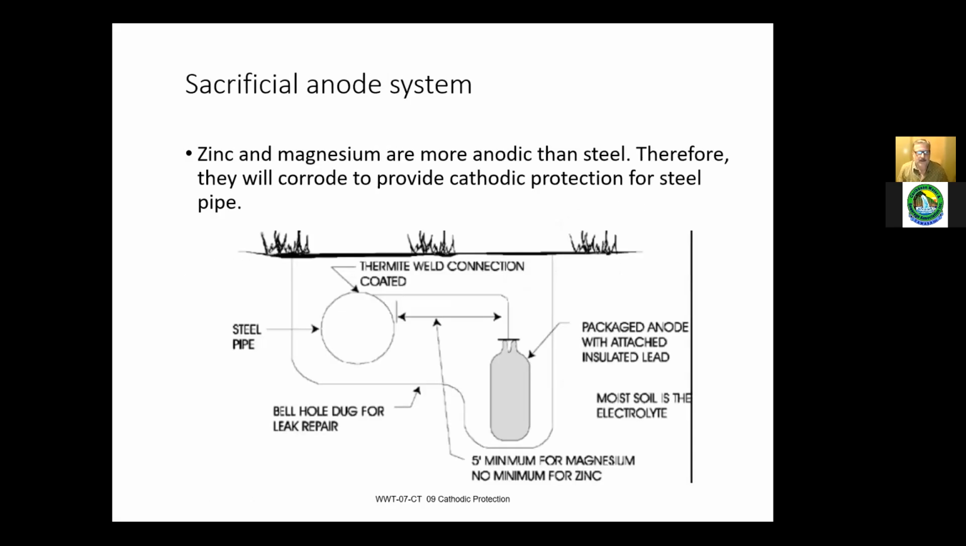So zinc and magnesium are used a lot. They'll rust a lot easier than a steel pipe will. There's a really good picture below the ground. You got your steel pipe, you got your line connected, you know, you're minimum 5 feet away. And this is a packaged anode system in the ground.